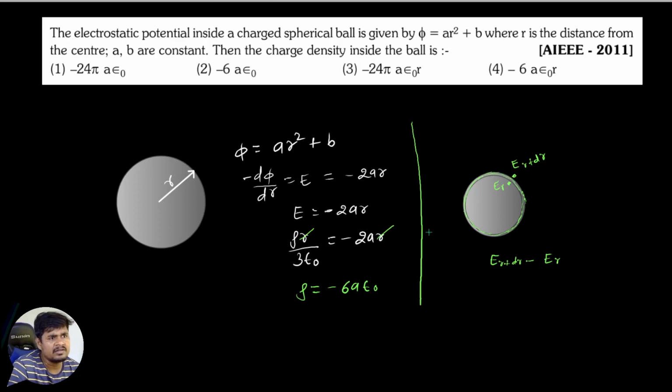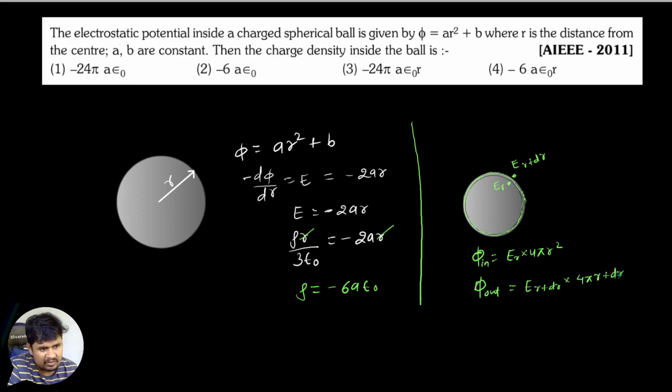If I write the flux, I want to calculate it. So I'm assuming, although if you just write it this way, better if I just assume this radius. So flux entering, phi in, will be how much? That is E at r into 4 pi r square. Similarly, phi out, that is the flux that is outward, that is E at r plus dr into 4 pi (r plus dr) whole square. This is what we are getting.